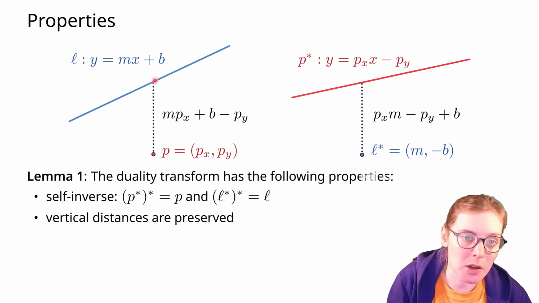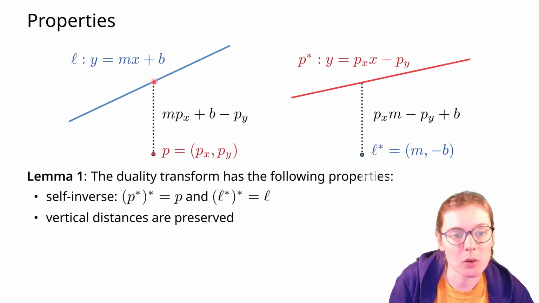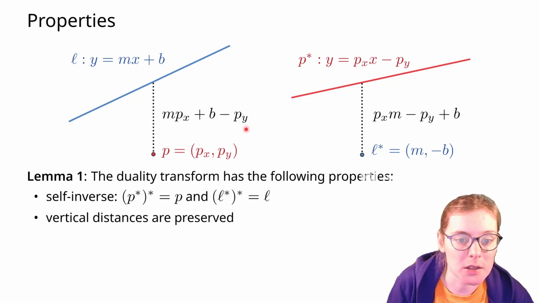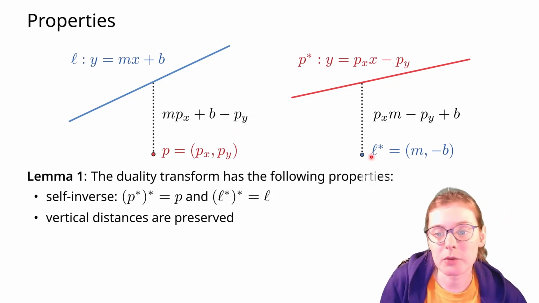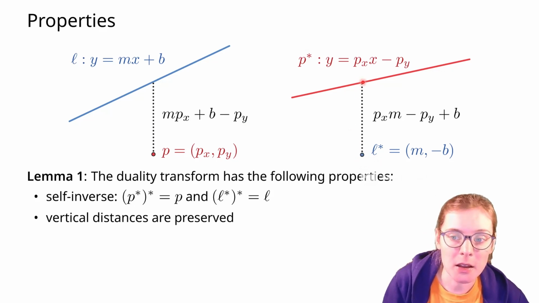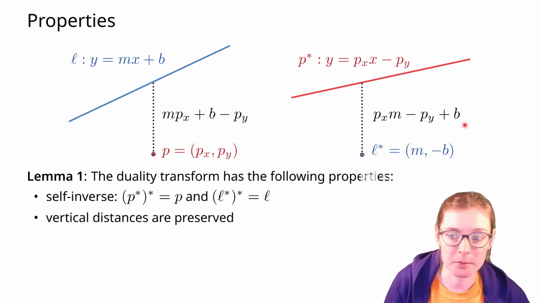Now, if we want to measure the vertical distance between the primal point P and the primal line L, we need to find the y coordinate of the point on the line with the same x coordinate as P, and then the vertical distance can be found with this expression. And now if we perform the same operation in the dual plane, if we find the point on the line with the same x coordinate as the point L star and find the vertical distance between the 2 points, we will get exactly the same expression as in the primal plane.